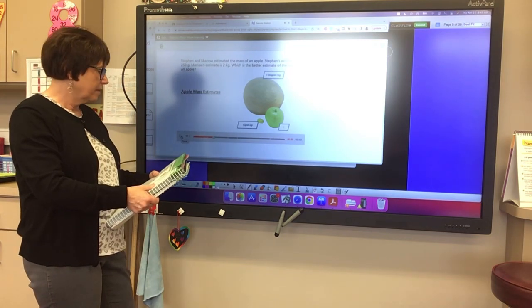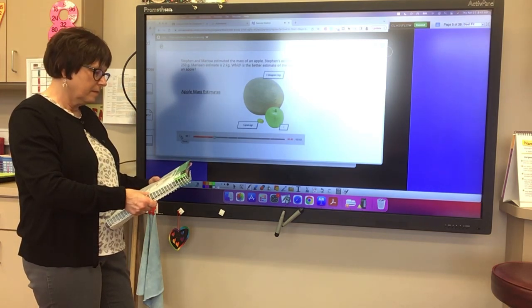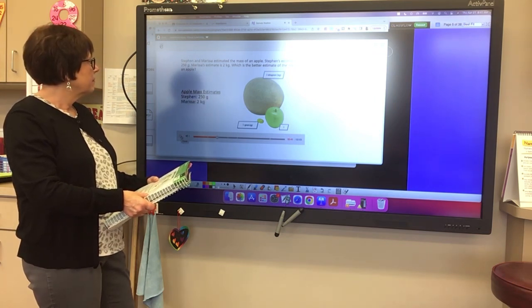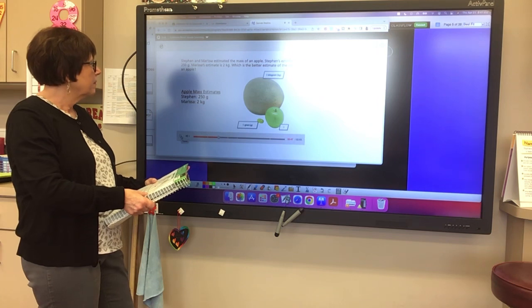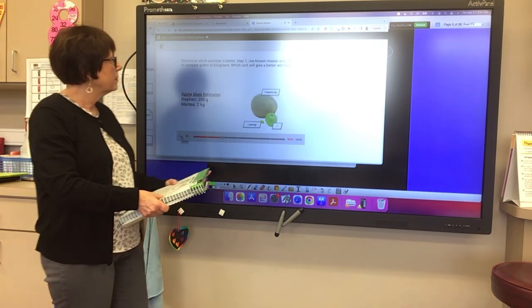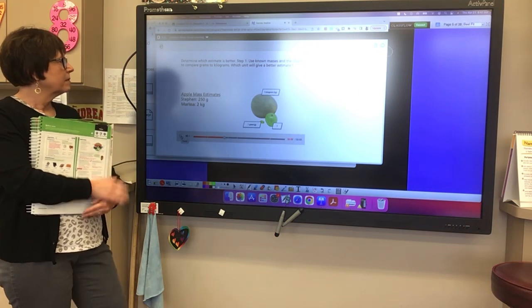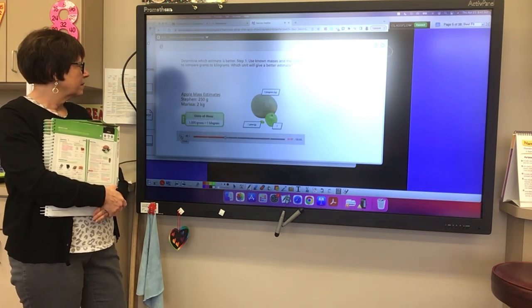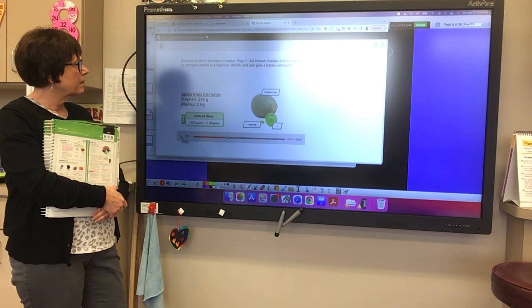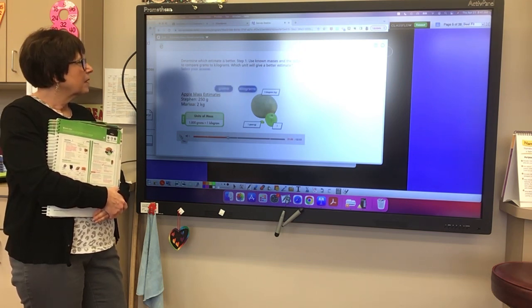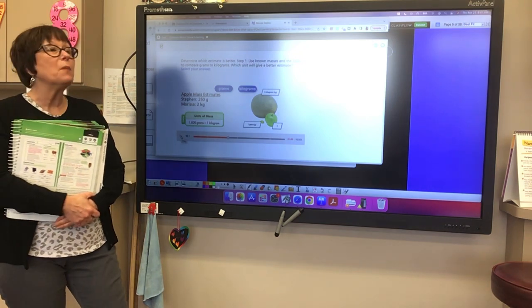Stephen and Marissa estimated the mass of an apple. Stephen's estimate is 250 grams. Marissa's estimate is 2 kilograms. Which is the better estimate of the mass of an apple? Determine which estimate is better. Step 1. Use known masses and the table to compare grams to kilograms. Which unit will give a better estimate? Select your answer. So which do you think is going to give us a better estimate?